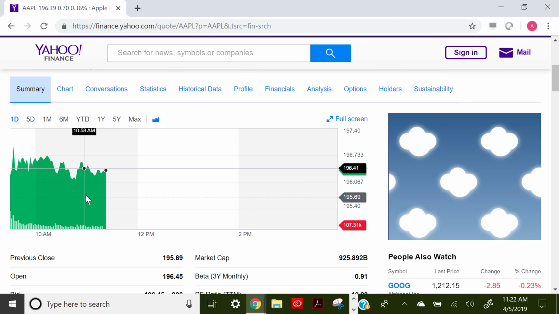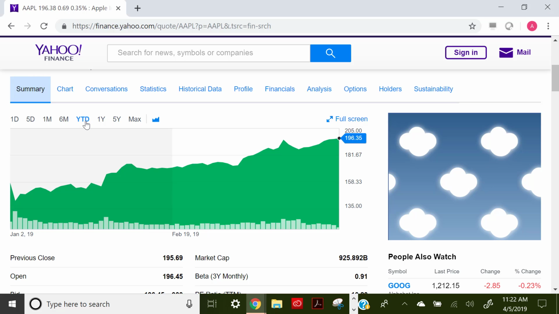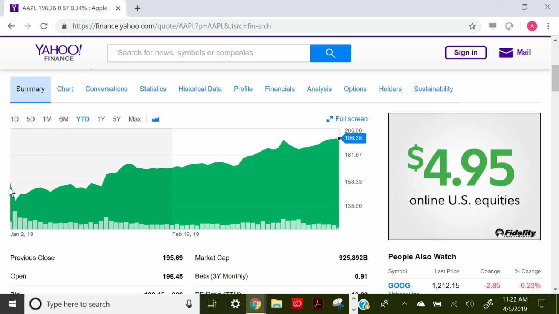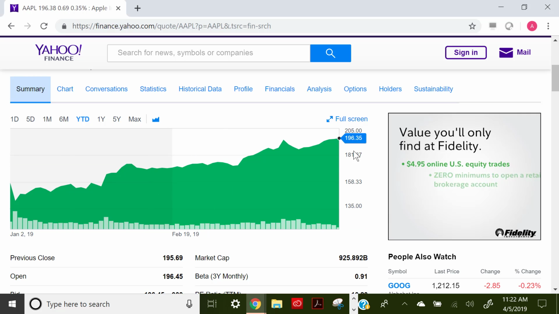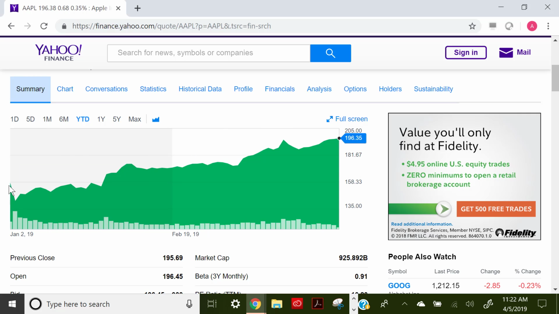And this is a very recent history of the price, which we can stretch out if we want to, for example, to year to date. And you can see that Apple had a pretty good year this year. Way back here in last January, we had a price of, sorry, it was $157.92, and it's been steadily climbing ever since to $196.35.